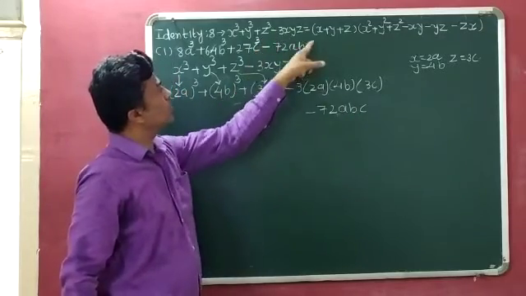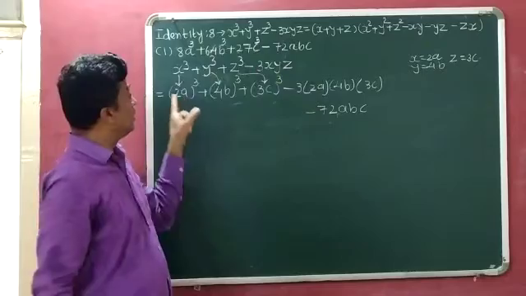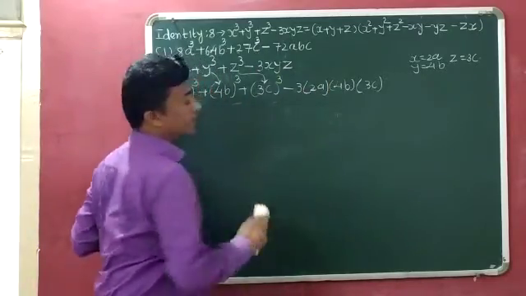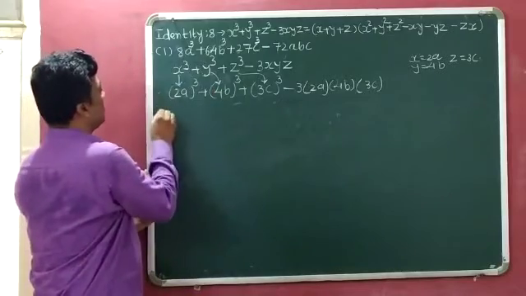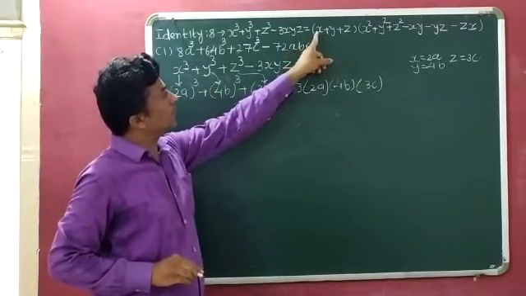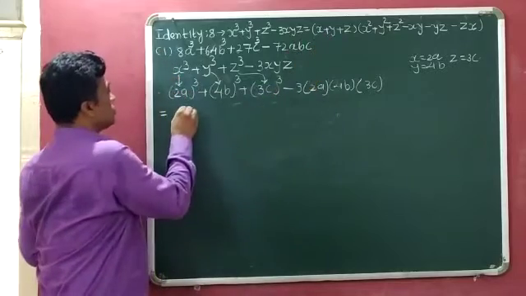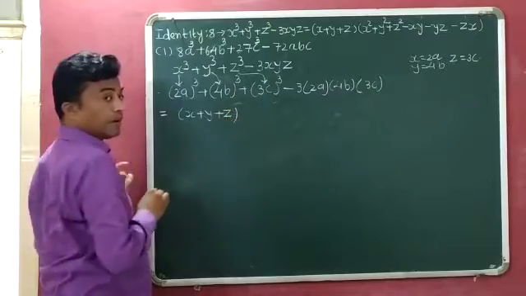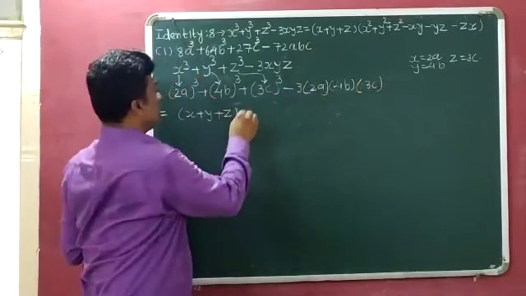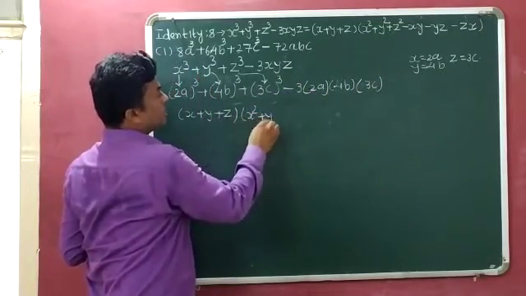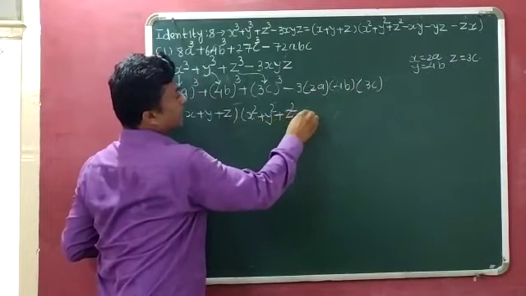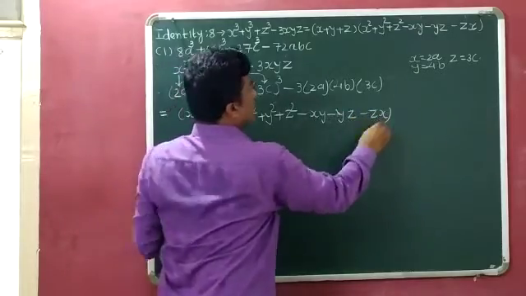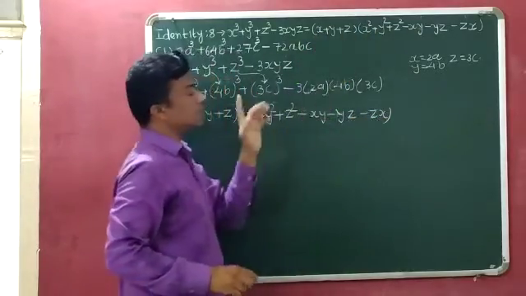And see children, in our question minus 72abc came, which means our whole arrangement is right. So we can use our identity. In our identity, we can write it this way. In the first bracket, x plus y plus z. In the second bracket, x square plus y square plus z square minus xy minus yz minus zx.